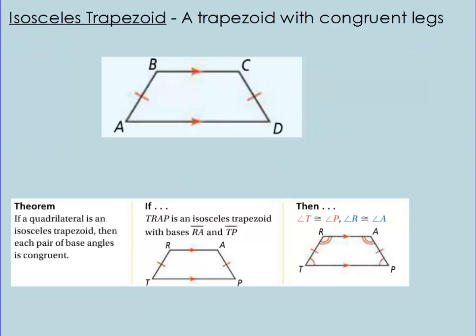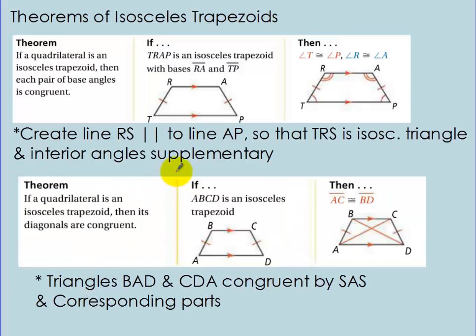So an isosceles trapezoid is a trapezoid with congruent legs. This is a special kind of trapezoid. So just these two legs right here are going to be congruent. We have a theorem for isosceles trapezoids. It's that if a quadrilateral, let's go to the next slide before we talk theorems. So we have two theorems for isosceles trapezoids.